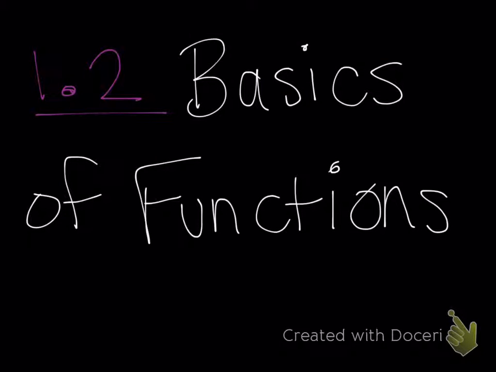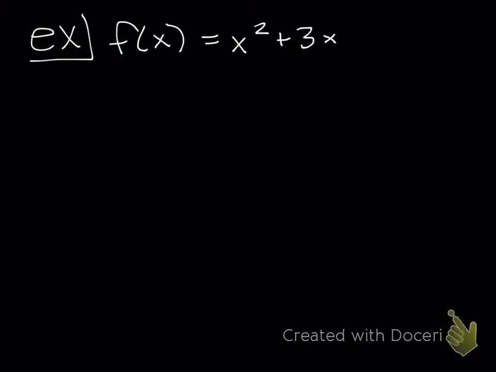Today we're starting section 1.2 and it's the basics of functions. So we're going to start with talking about function notation and evaluating functions, and then we're going to look at a graph and kind of dissect a graph that way. So for our first example, our function f of x equals x squared plus 3x plus 5.